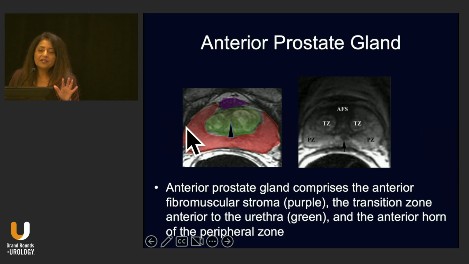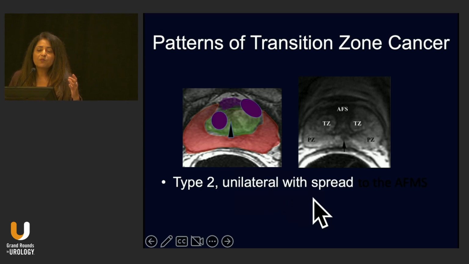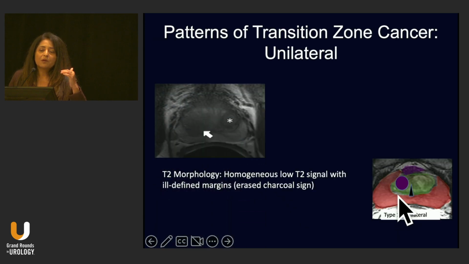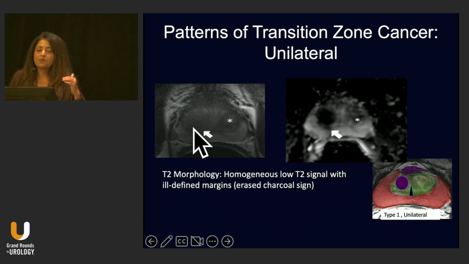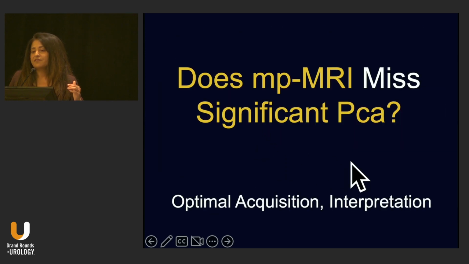Now, anterior prostate remains a problem, transition zone, but there are ways to evaluate and organize that. This is what I was showing, the lobules in the transition zone, where certain cancers, type 1, will involve only one area. You can have anterior fibromuscular stroma being involved, et cetera. Here is a single unilateral type 1 transition zone tumor, and now this one is involving both the left and the anterior fibromuscular stroma.